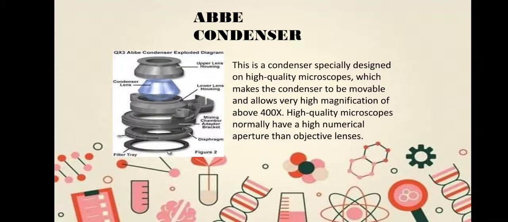The Abbe condenser. This is a condenser specially designed for high-quality microscopes, which makes the condenser movable and allows very high magnifications of above 400 times. High-quality microscopes normally have a higher numerical aperture than the objective lenses. An Abbe condenser is a component of a microscope. It was invented by Ernst Karl Abbe in 1870. The Abbe condenser is mounted below the stage of the microscope and concentrates and controls the light that passes through the specimen and enters the objective.